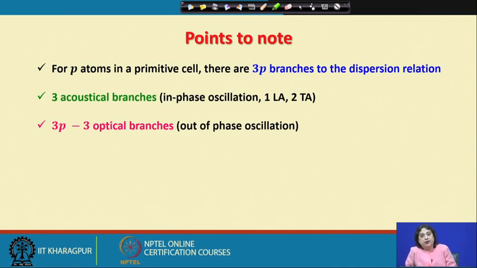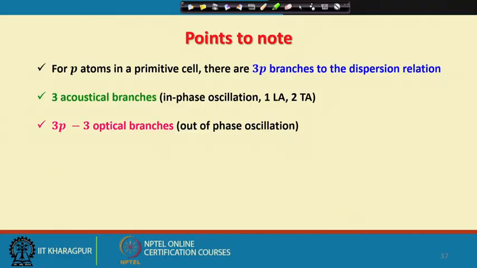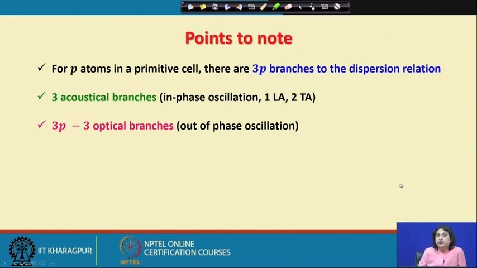Therefore, if I have a very complicated solid, say there are p atoms in the primitive cell, in 3 dimensions there are 3p branches to the dispersion relation. This tells me that you will still have a very large number of frequencies to talk about, and you will have to look at what the different acoustical branches are and what the optical branches are, and interpret the density of states of the vibrational frequencies accordingly.